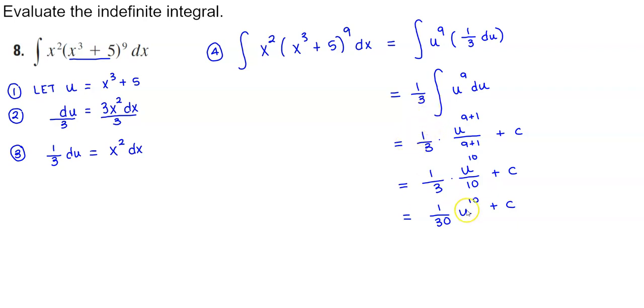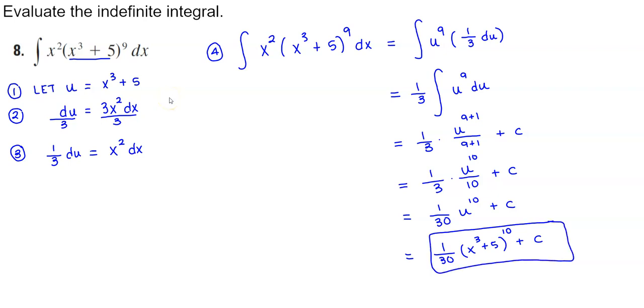And so now what do we know that we substituted for u at the beginning of the question? It was x cubed plus 5. So we end up with 1 over 30 times (x cubed plus 5) to the 10th power plus c. And therefore that is your result.